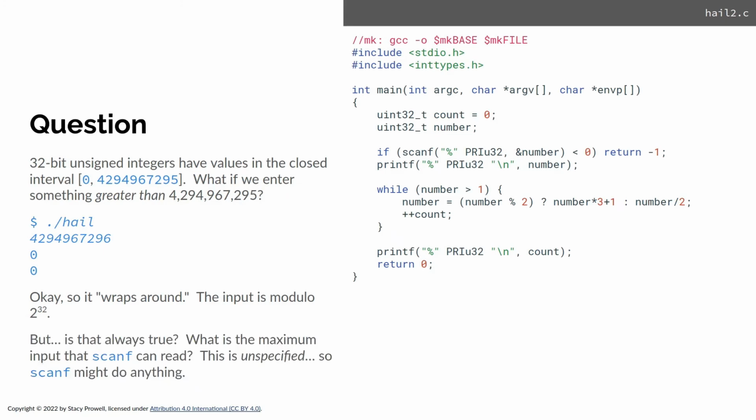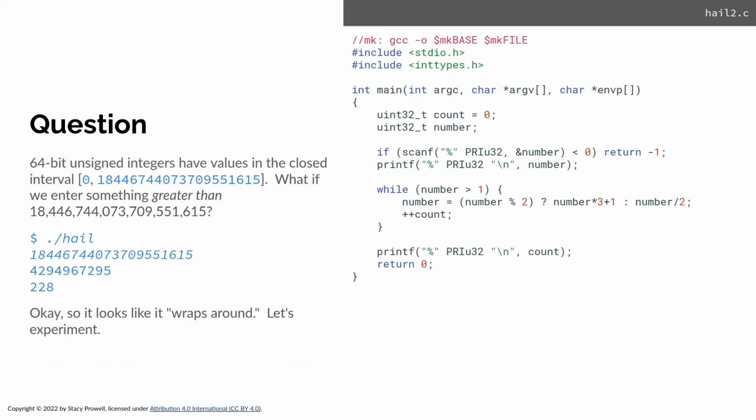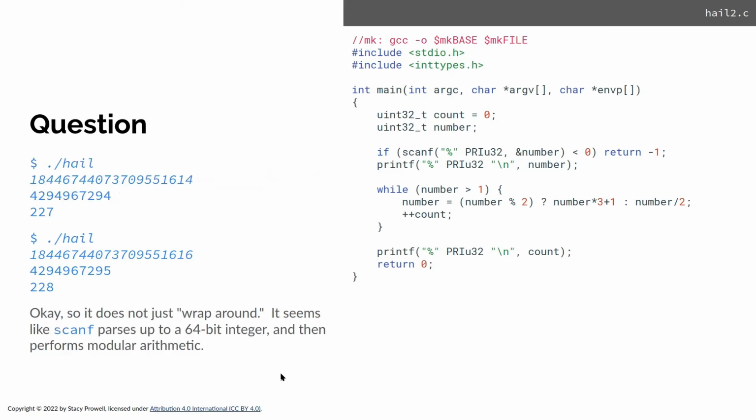And another good question is, is that always true? What's the maximum input scanf can read? We can go read the documentation for scanf and find out that no one tells us that. So we can try some experiments. If you put in a big number, this is the maximum 64-bit unsigned integer. What if you put in that? Well, that's what it thinks we entered, and that's the answer. So it still looks like it's wrapping around.